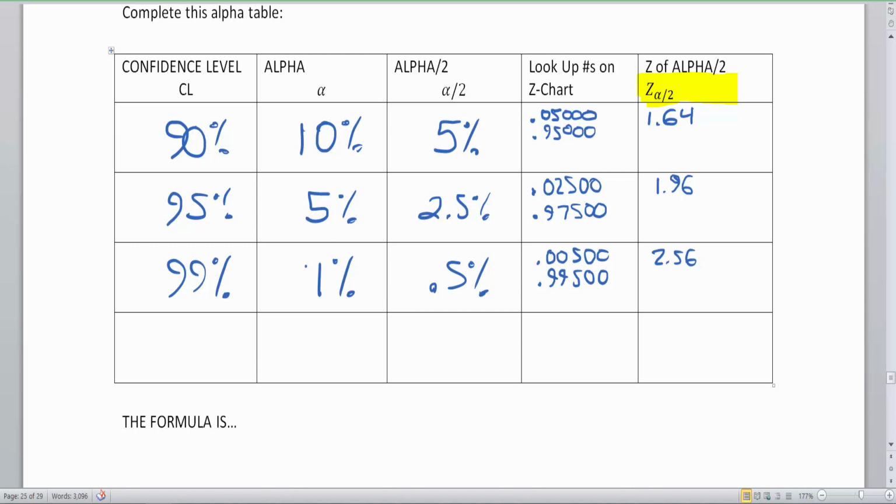So let us play with a non-standard confidence level that's sometimes used. It's 92%. It's not as common as these 3. I mean, the gold standard is 95%. This is the one that by far is used the most. But 92% is used, and so why don't you try filling out your alpha divided by 2, the lookup numbers on the chart, and then try to get your z-score.